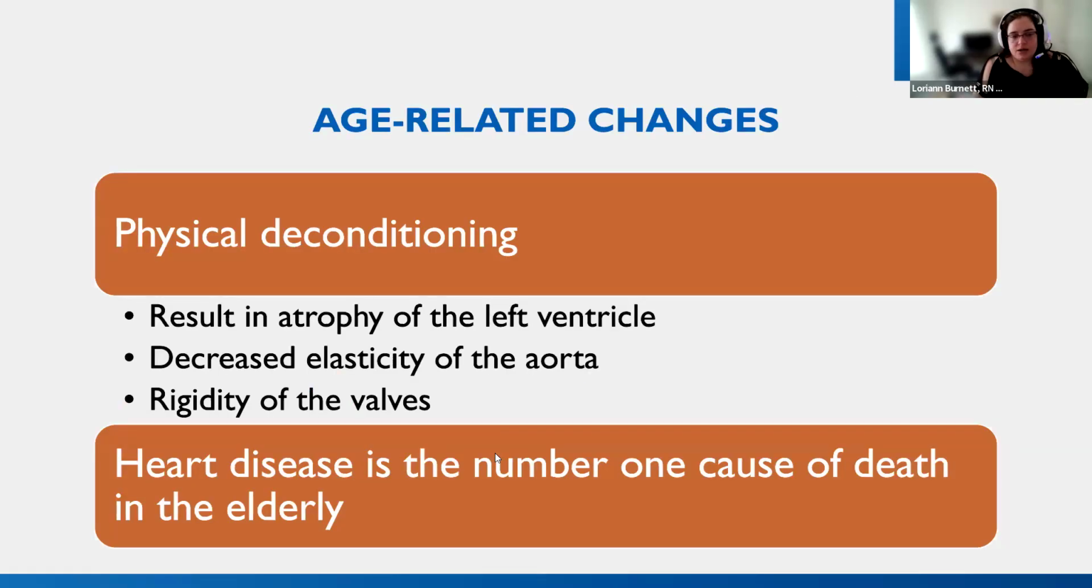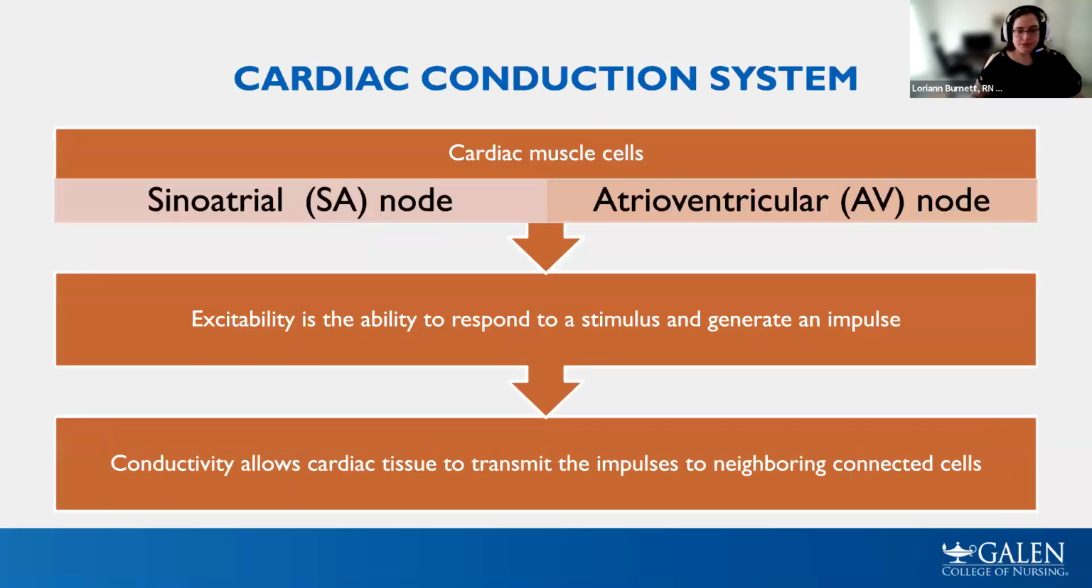Other thing to talk about is our deconditioning. Our older adults are more likely to have cardiac problems. The ventricles and muscles become weaker. We have that atrophy. We have that decreased elasticity. The valves become more rigid. Heart disease is the number one cause of death in our 65 plus community, and we know men are more likely to have it than women.